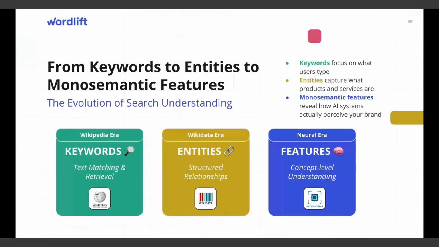And as long as we understand exactly this evolving scenario, we started with keywords. We started to optimize the customer journey by thinking in terms of what is the keyword that my potential prospect would use on Google to find services that I can offer. That was the era of Wikipedia, right? That was the era of text matching and traditional information retrieval. Then we evolved into entities, right? We started to think no longer in terms of keywords, but in terms of concepts.